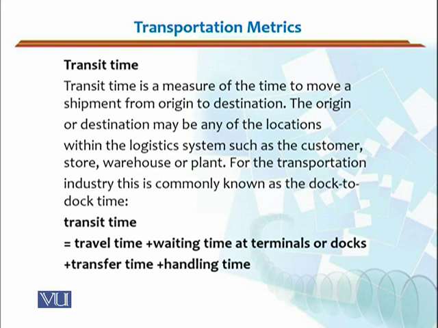The origin or destination may be any of the locations within the logistics system, such as the customer's store, warehouse, or plant. For the transportation industry, this is commonly known as the dock-to-dock time. How can we calculate transit time? Transit time is equal to the travel time plus the waiting time at terminals or docks plus the transfer time plus the handling time. This will give you the transit time.